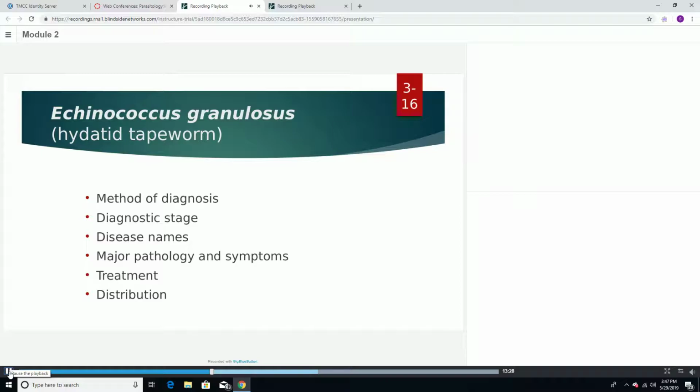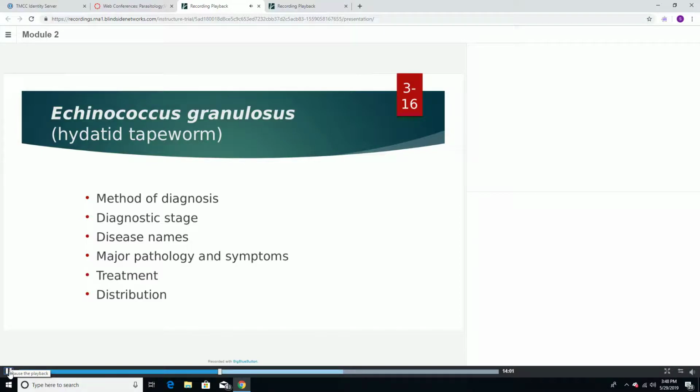Generally, we're going to do a biopsy, but it's not recommended because a biopsy can leak cyst fluid and cause anaphylaxis. We can detect the organism from X-ray examination, ultrasound, or CT detection of cyst mass in the organs. Sorry. Disease names are going to be hydatid cyst, hydatid disease, echinococcosis.